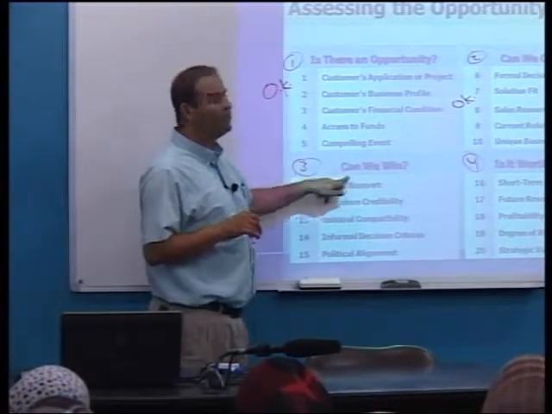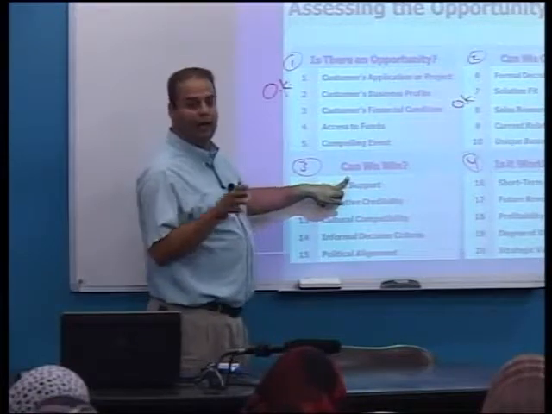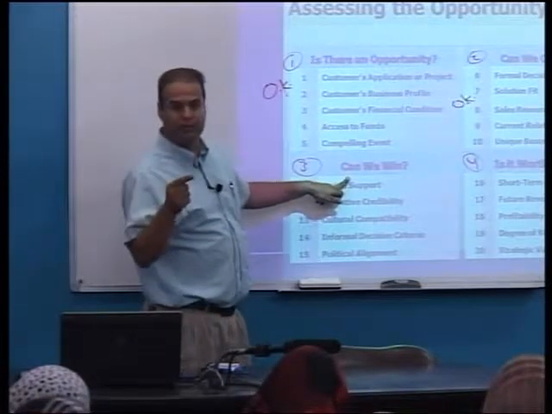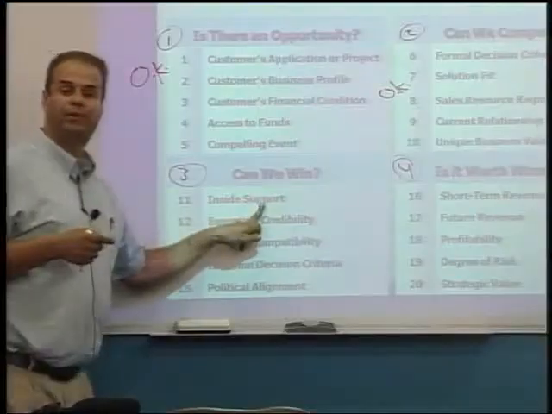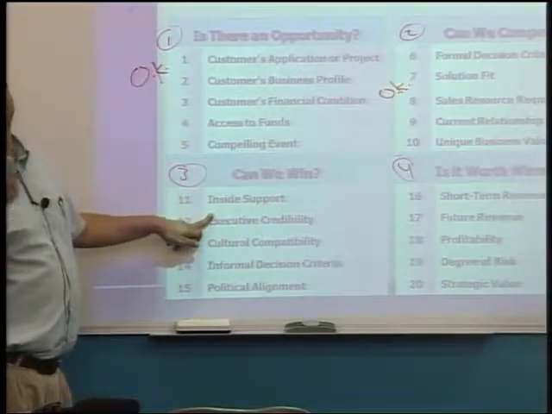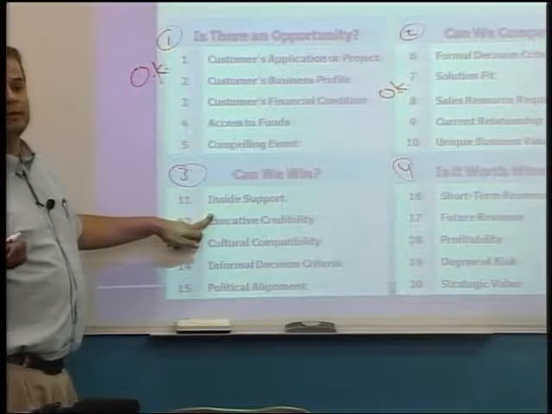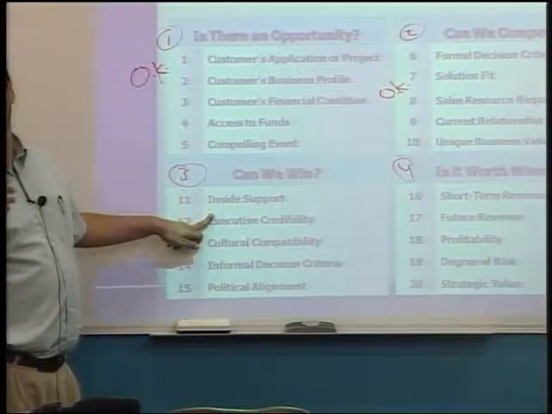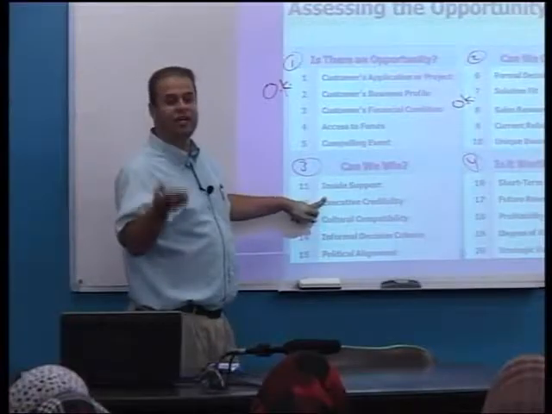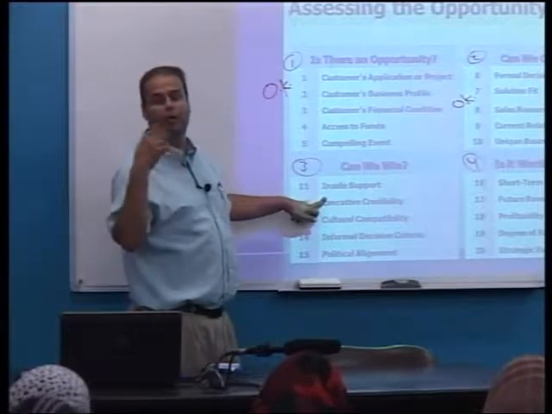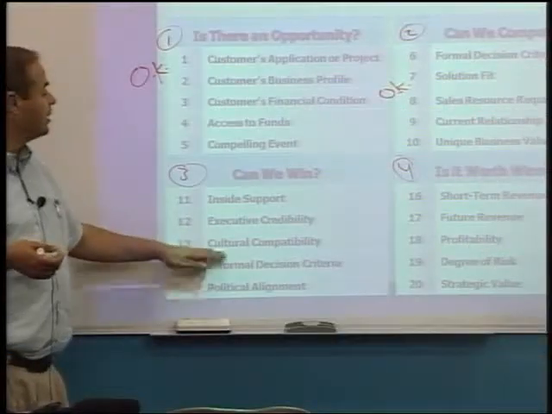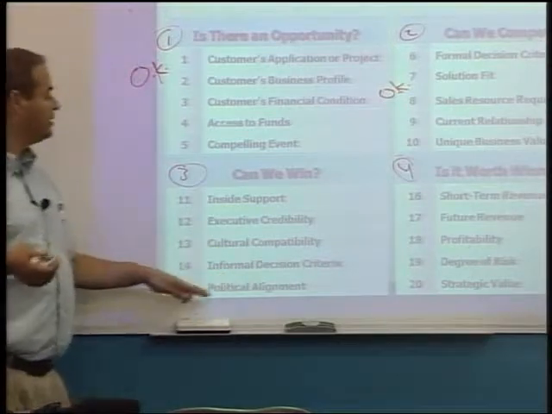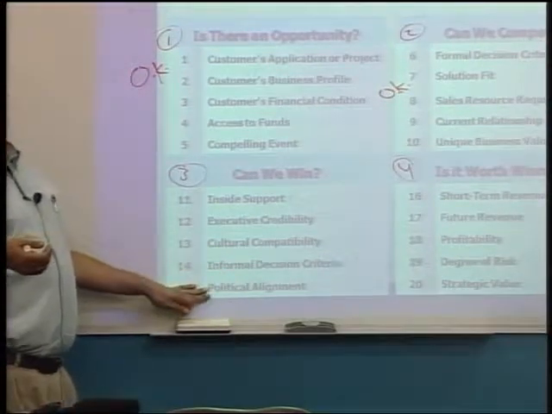Well, this third perspective is, can we win? How are we going to answer this question? By analyzing these things. Number one, inside support. Is the management supporting its own sales staff members? Are they providing them with what they need, from infrastructure, tools, equipment, bonuses, motivations, and so on? Then executive credibility, cultural compatibility, informal decision criteria, and political alignment.